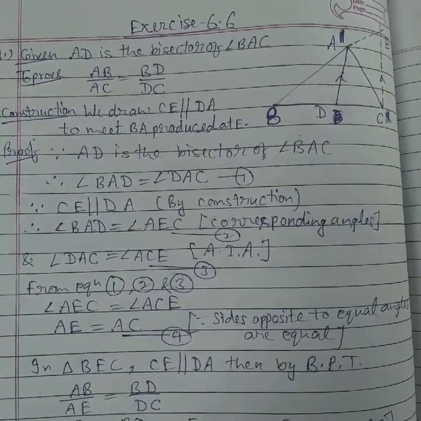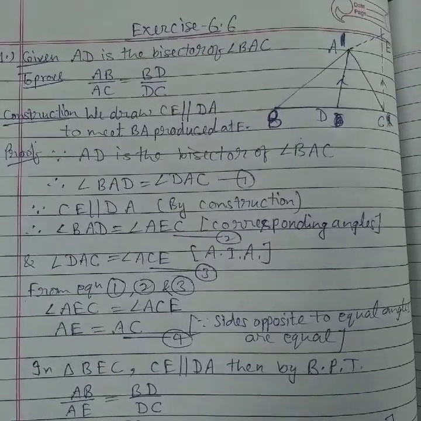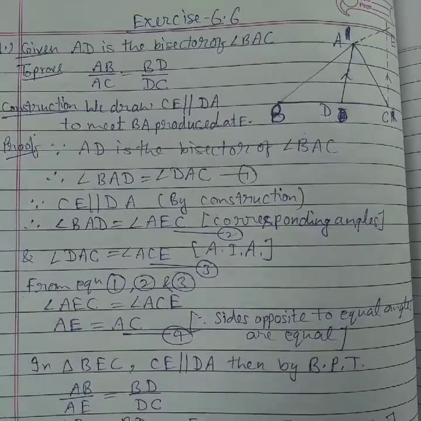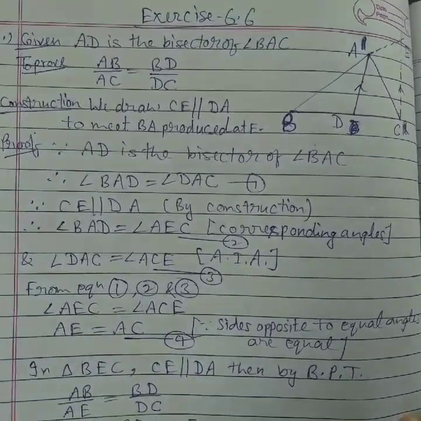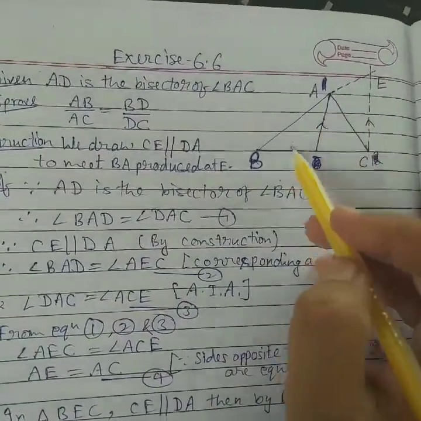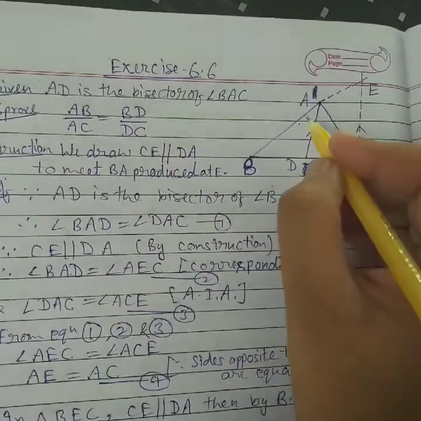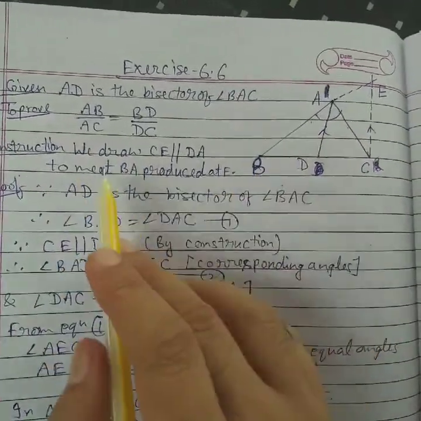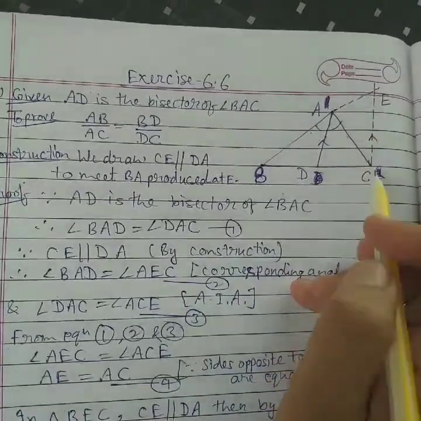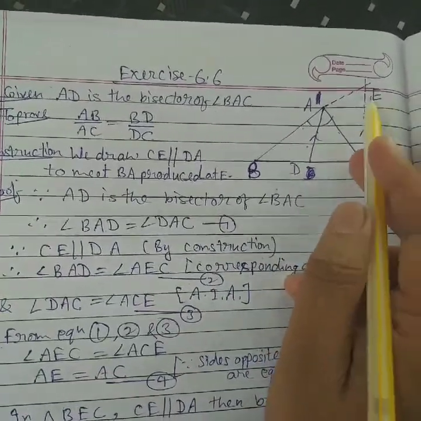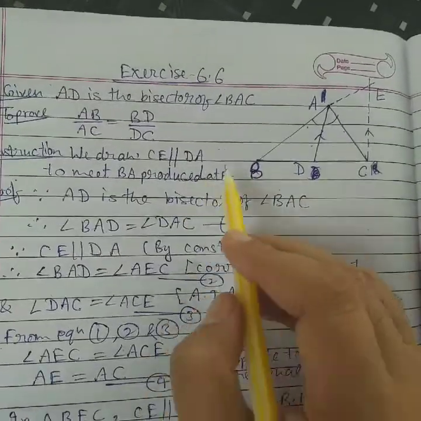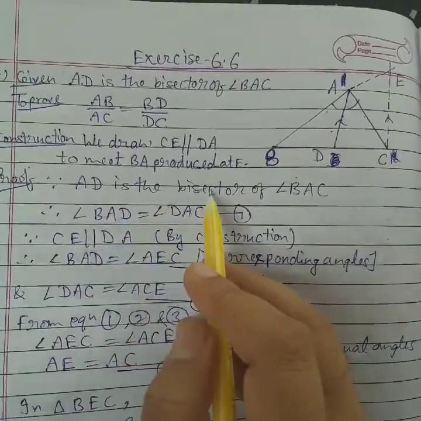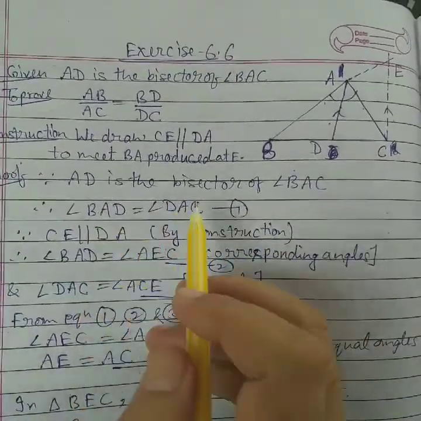So first question is, in the given figure AD is the bisector of angle BAC and we have to prove AB upon AC equals BD upon DC. For this proof, see students, here ABC is a triangle, AD is the bisector of this angle, that means these angles are equal. Clear? Now for this we draw a line CE parallel to line DA. The line CE is drawn parallel to DA, meeting the produced BA at E. Clear? Now proof.